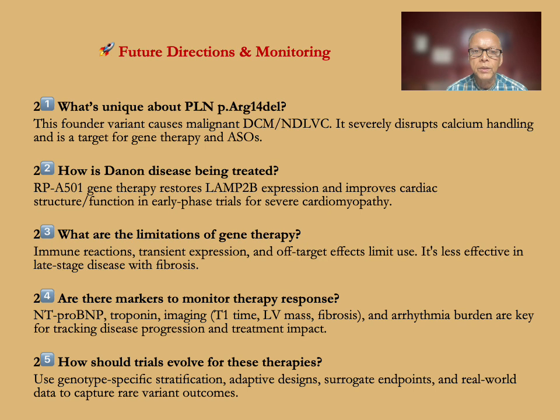How is Danon disease being treated? RP-A501 gene therapy restores LAMP2B expression and improves cardiac structure and function in early phase trials for severe cardiomyopathy.